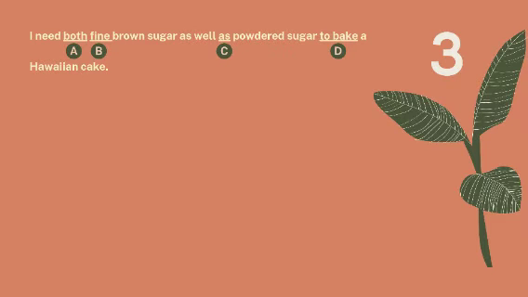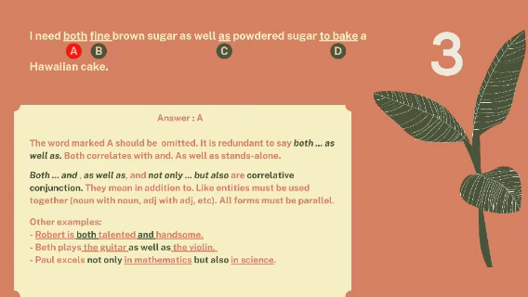Question number 3. I need both fine brown sugar as well as powdered sugar to bake a Hawaiian cake. The mistake of the sentence is in underlined word marked A. The word marked A should be omitted or be removed. It is redundant to say both with as well as. Both correlates with and, while as well as stands alone.